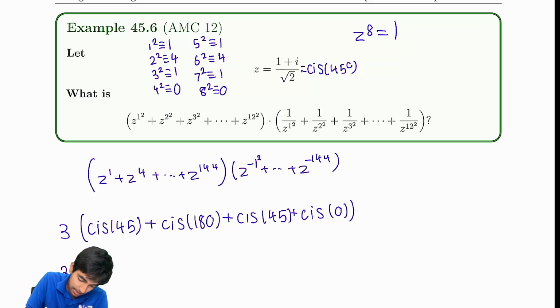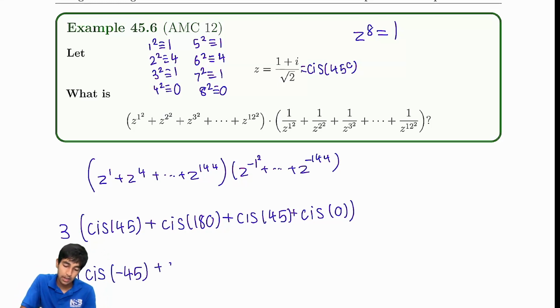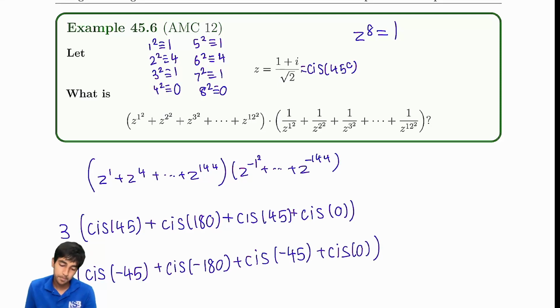So negative 1 squared is just cis of negative 45. Over here, we have something slightly different. It's going to be the same thing, except all of these values are now negative: cis of negative 180, plus cis of negative 45, plus cis of negative 0, just 0. Do you understand why this is true? Because it's the same thing as z, except now instead of z, we have 1 over z, and 1 over z is just cis of negative 45. Now this is pretty simple to evaluate.